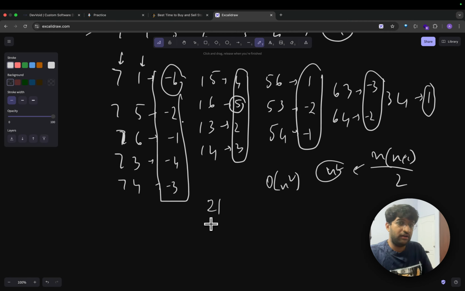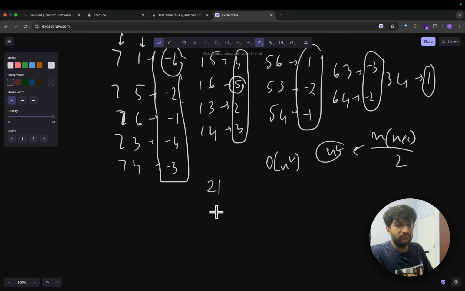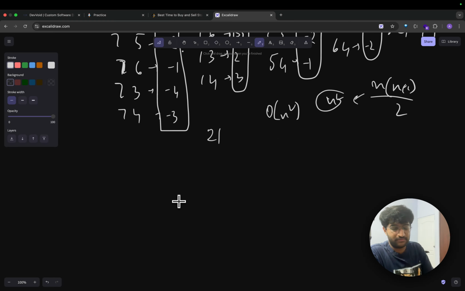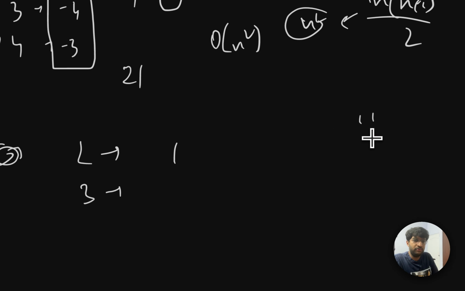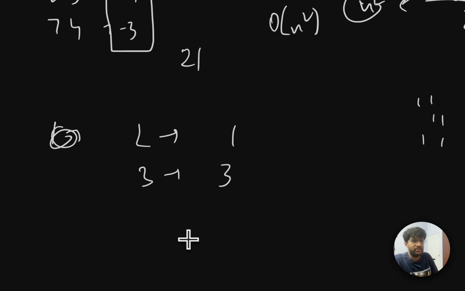Okay. Now, let's take a bigger case. Let's take a smaller case, sorry. If it's size 1, then how many checks will it be? No checks, right? Let's take size 2. 1 check. Size 3 will do 1, 2, 3, 4, 5, 6. So 3 checks. 4 will do how many?